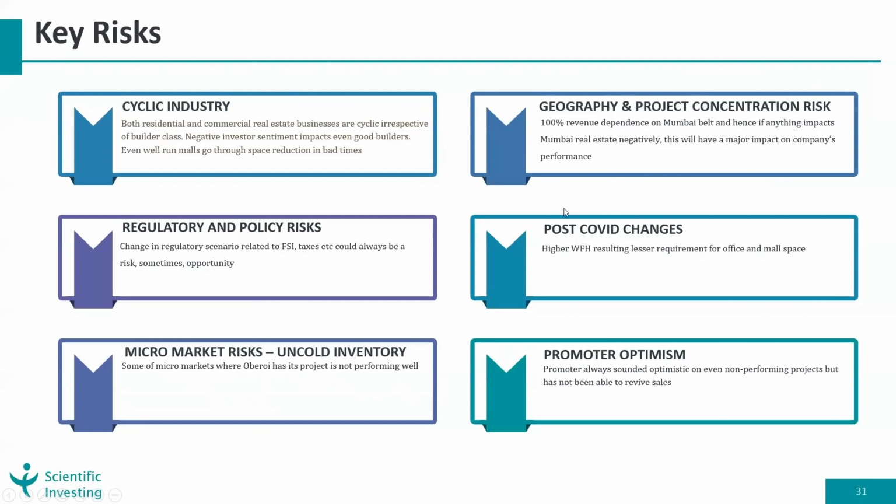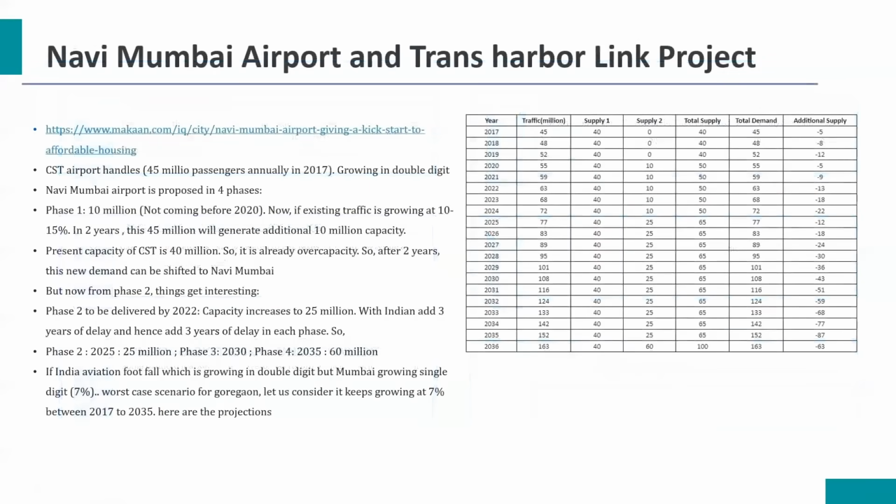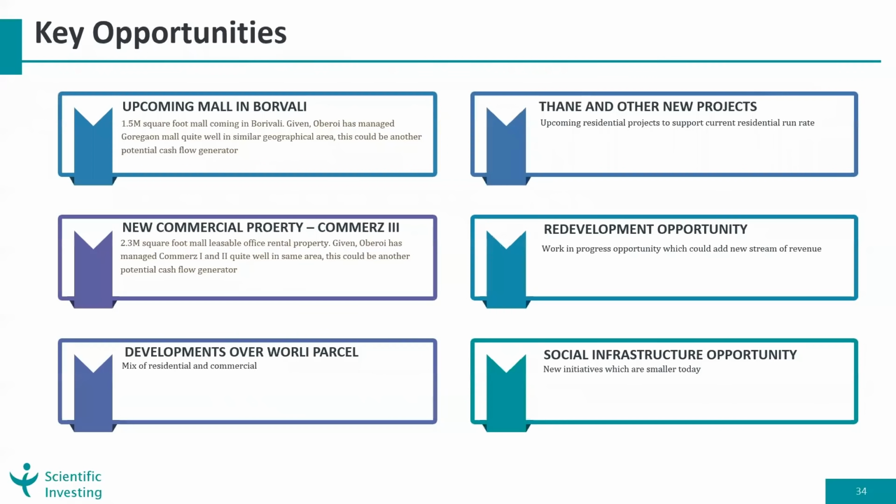The lifestyle changes in the post-COVID world, in terms of whether it will be work from home or the same office space requirement, those things might have an impact on their cash flow and their expansion plan on the office space. And also, the promoter has been optimistic about some of the properties, but all said and done, they have not been able to achieve the kind of desired sales run rate they needed to have. So these are some of the risks we need to be cognizant of, but risk hai to ishq hai, and isliye opportunity bhi hai. So there is an opportunity to look at in this company.